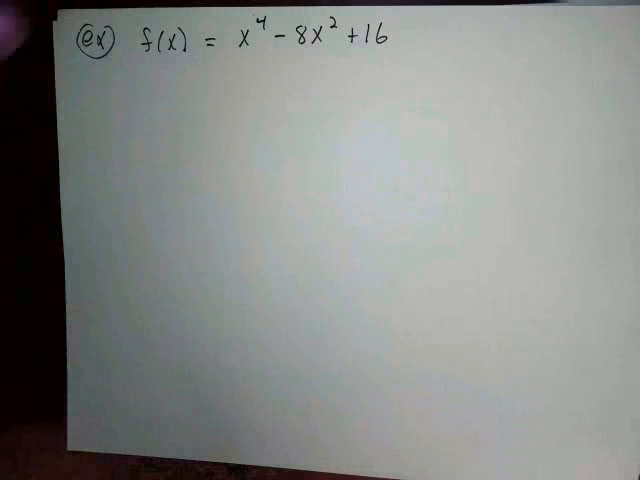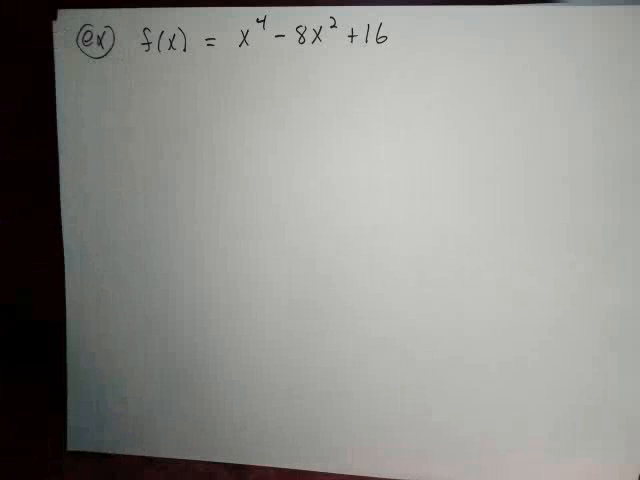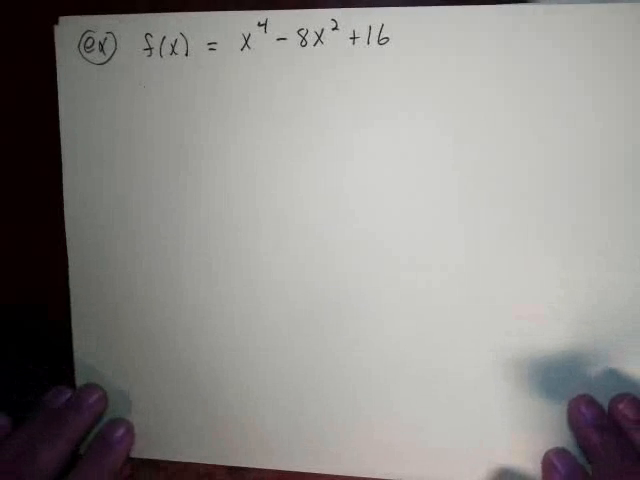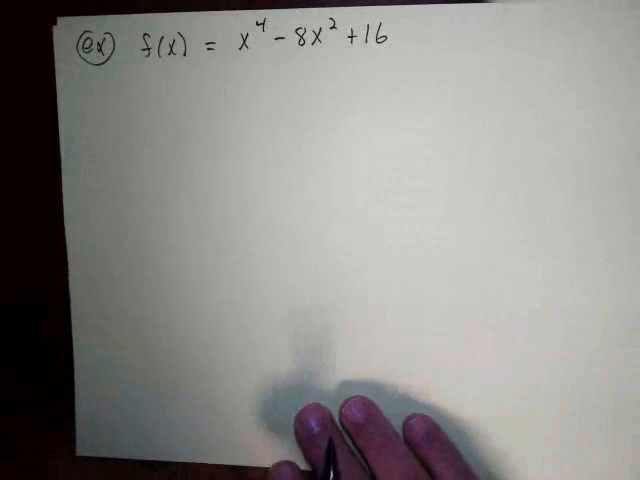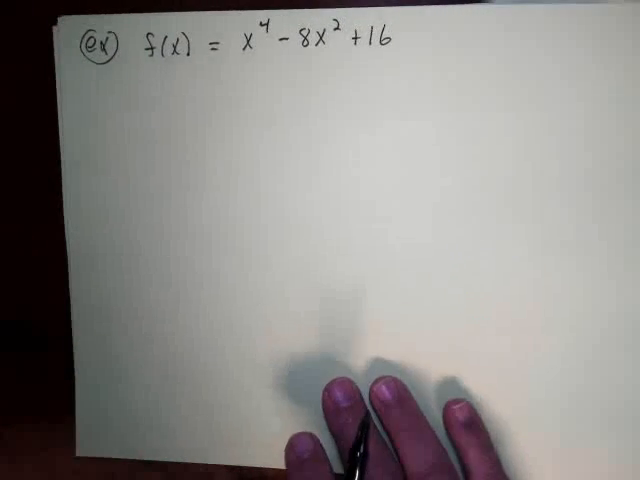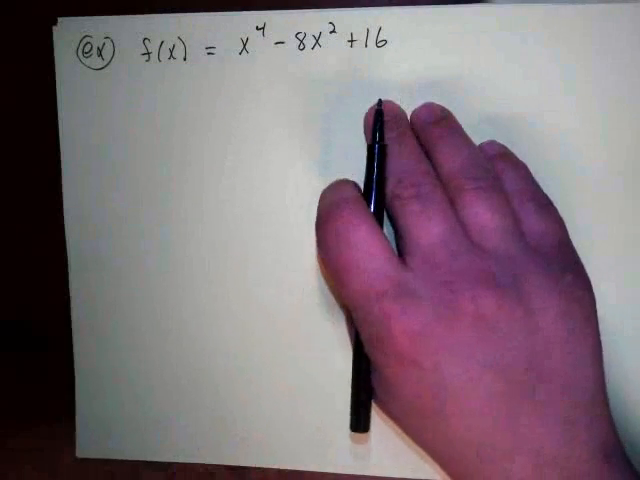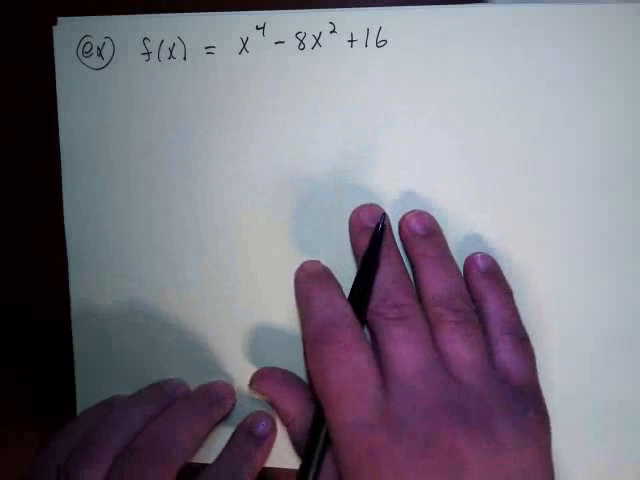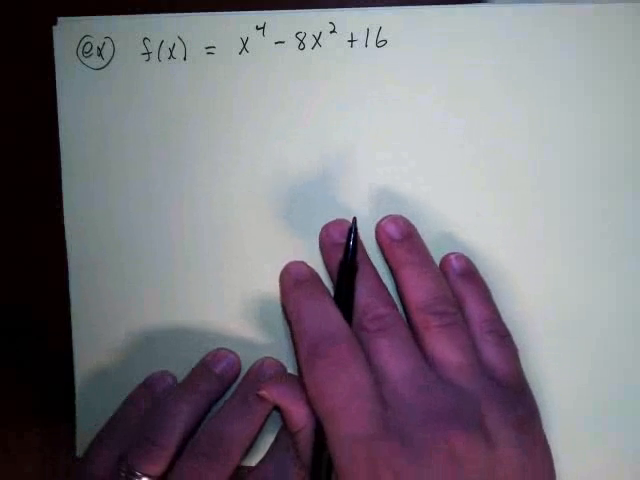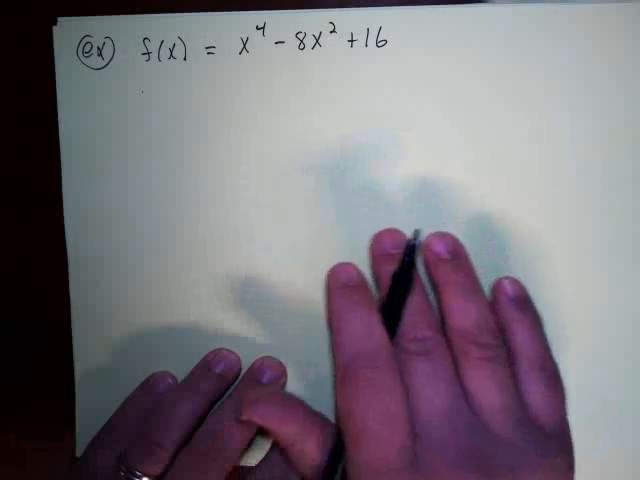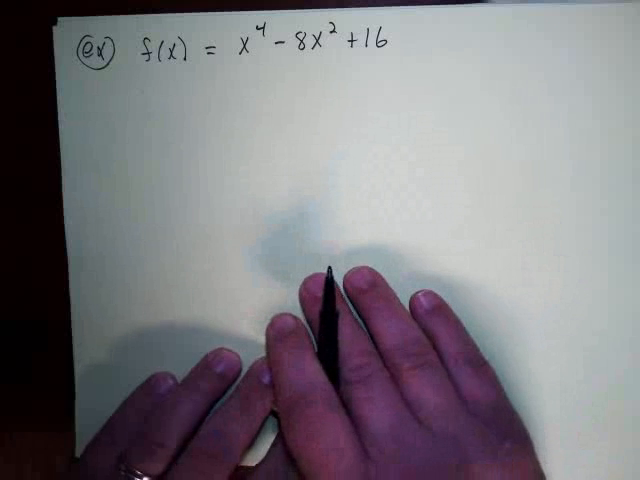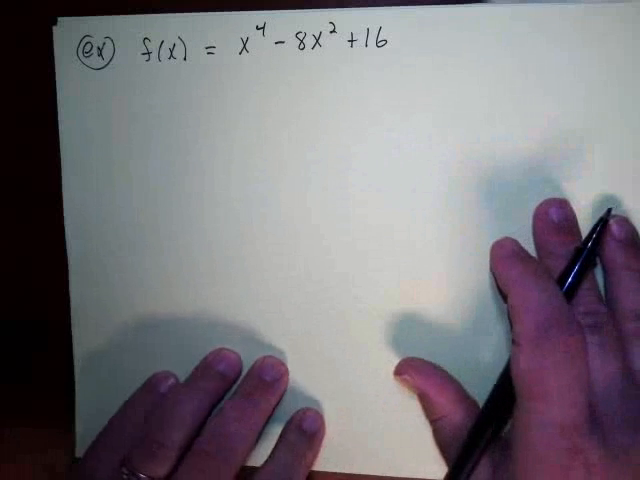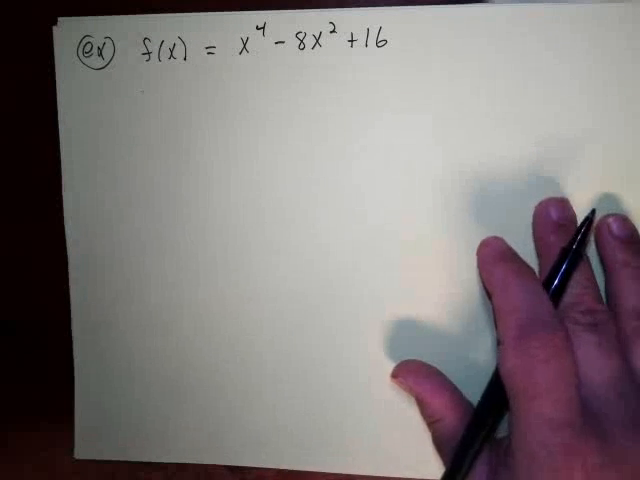In the following set of videos, we're going to use the first derivative test to find the minimum and maximum value for different types of functions. So in this first set of videos, we're going to find the minimum and maximum values for polynomials. And we're going to find not just the relative min and max, but we're also going to find the absolute min and max, if they exist, over the entire domain of the function.